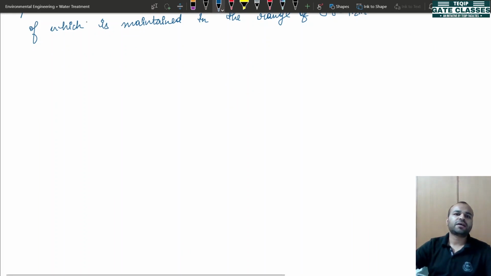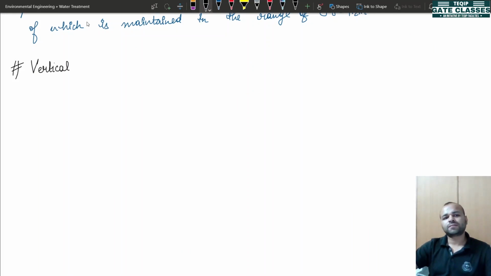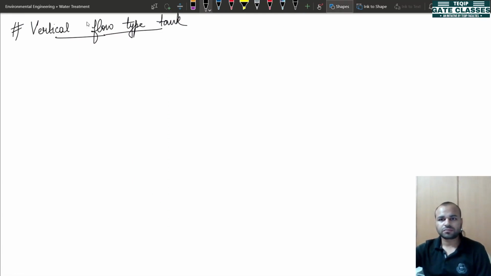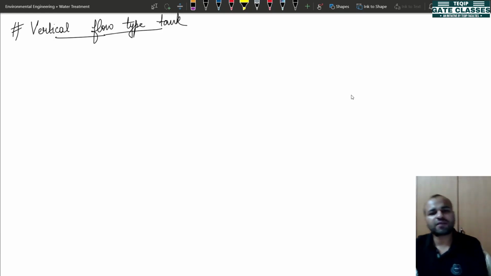Next, put a new heading. We'll be discussing the vertical flow type tank. Now let us first consider diagrammatically how this flow occurs. I hope by now we all have understood how the horizontal flow type tank works.